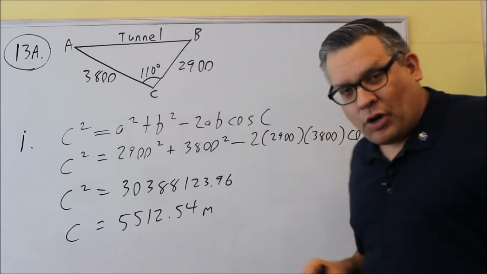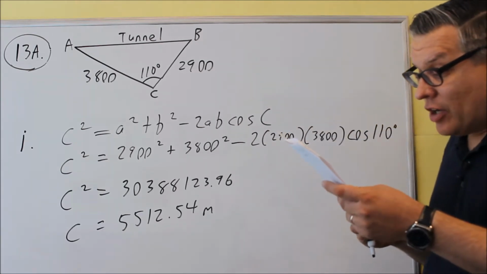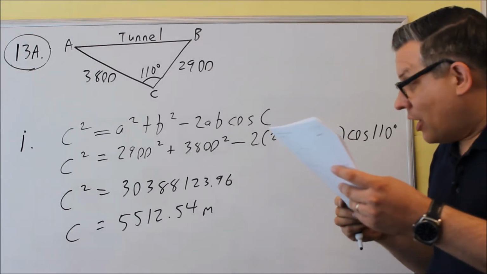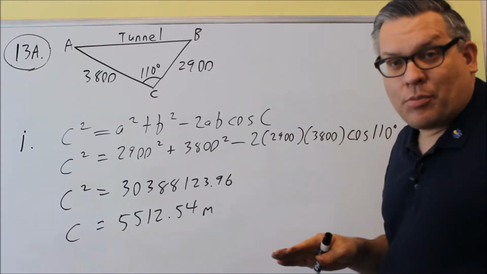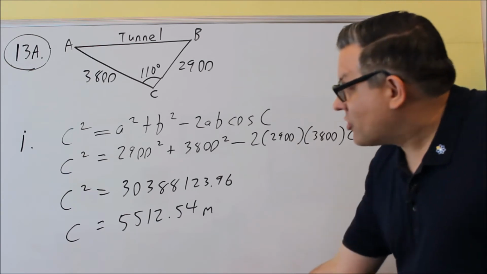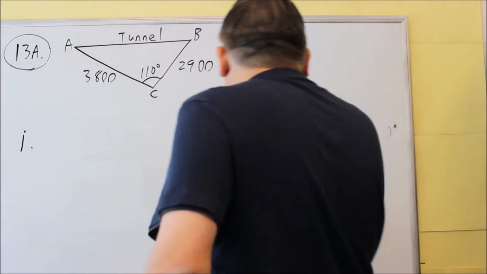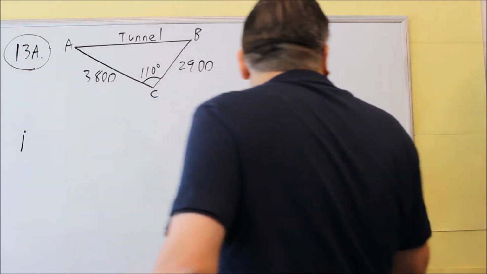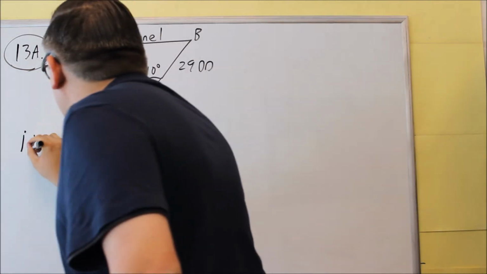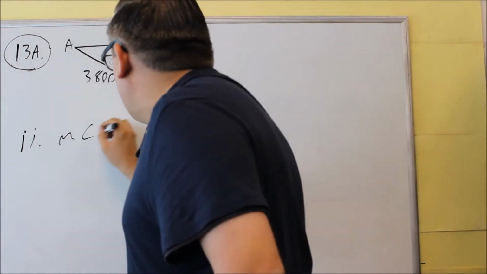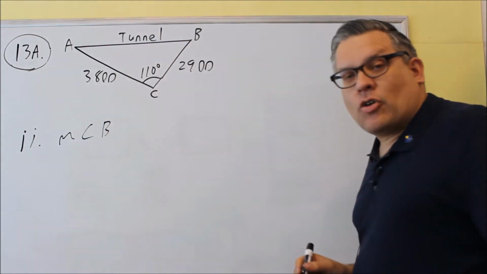So that was part 1. So part 1 asks you to find the length of the tunnel. And so with this, I'm going to go ahead and move on to part 2. So I'm going to erase all this. So stop the video if you need to write that down. I'm going to move on to the second part. Okay, so second part, part 2, wants you to find the measurement of angle B.